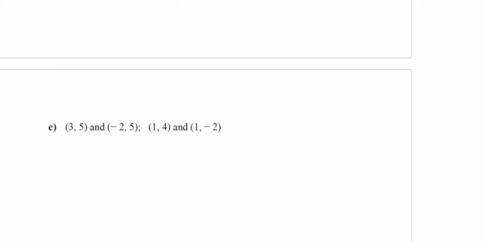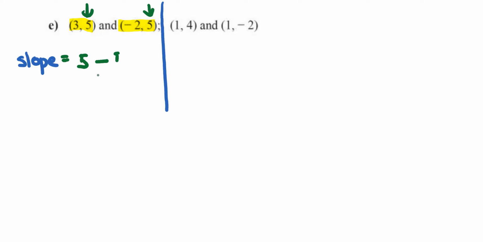Okay, let's move on to letter E now. Now for letter E, I probably won't write up the slope formula, but you need to find the slope for both these points and you need to consider if they're both parallel or perpendicular or neither. Okay, so let's go ahead and find the slope for the first set of points here, which is 3, 5 and -2, 5. Okay, so I need my y2 value, which is 5. So 5 minus my y1 value, which is 5, divided by my x2 value, which is -2. So -2 minus, and then my x1 value, which is 3.